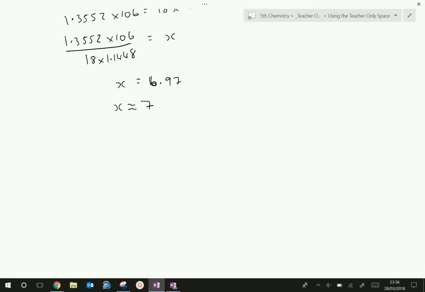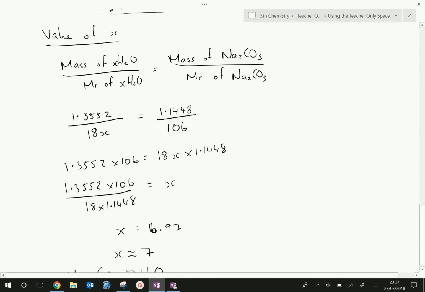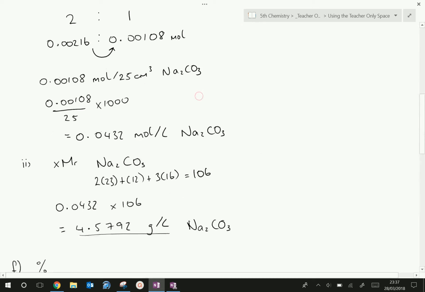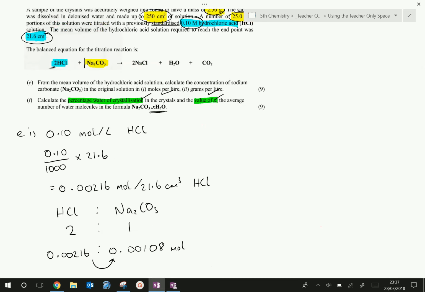So the molecular formula of our crystals is actually Na2CO3.7H2O. It's the heptahydrate of sodium carbonate. And that is that question finished. We found what the value of x was.